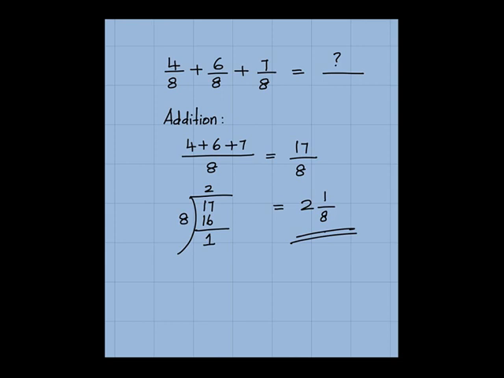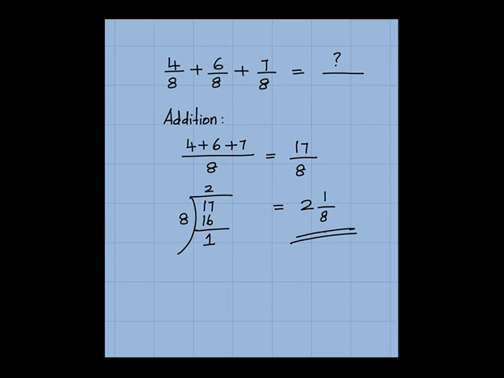Okay, now let us solve the next problem. 4 eighths plus 6 eighths plus 7 eighths equals what? Look at the problem. They all have the same unit. They're all in eighths, like units. So don't worry about anything. Just add the numerators together. So it becomes 4 plus 6 plus 7 divided by 8, which is 17 over 8. 17 over 8 can be written as 2 and 1/8.